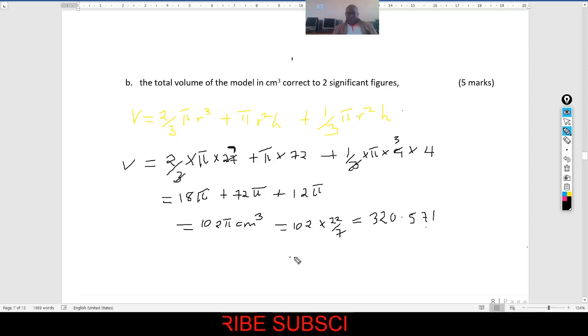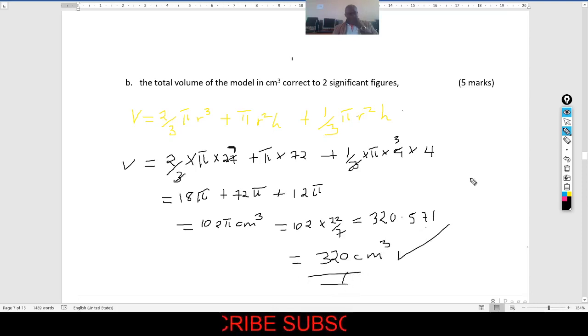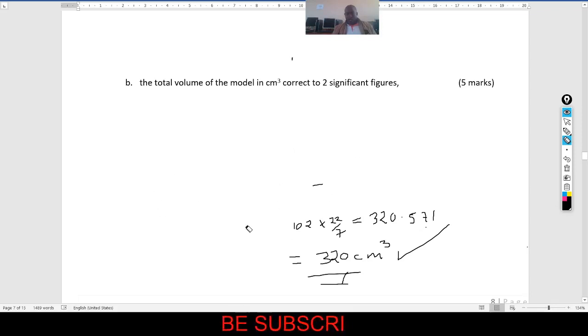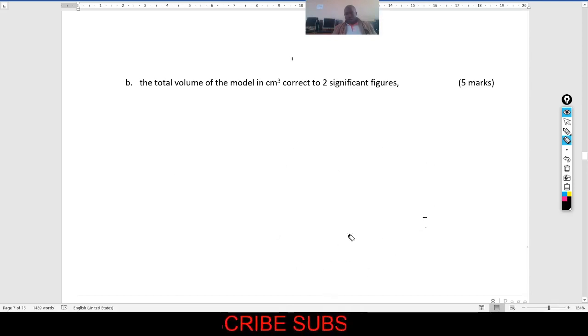320.571, but I'm told to give two significant figures. The first two digits are significant, the rest is 0, so it is 320 centimeters cubed. That is what you are supposed to do to score the next 5 marks. That is very simple on the measurements. There are questions where you'll be required to use a linear scale factor for enlargement, and when you are given such a question, you should also be able to do it correctly. So we will go to the next question.